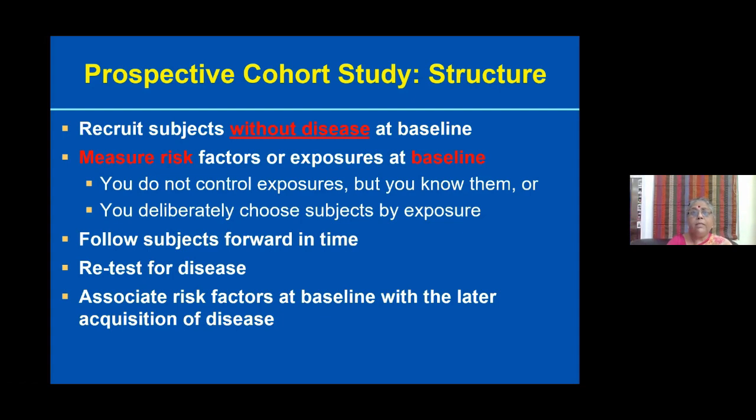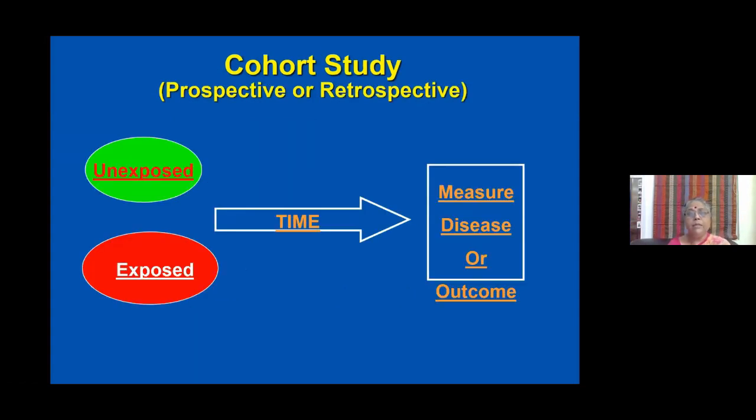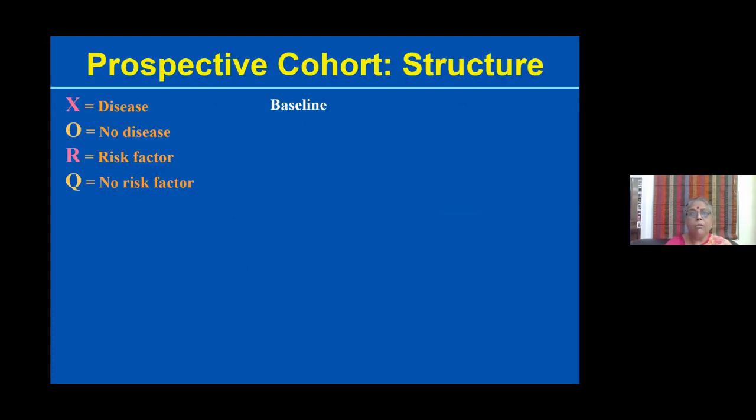This is a diagrammatic representation. Prospective and retrospective cohorts work on the same principle. So you start from the risk factors and you move on to the outcomes. Here you have two groups. One is exposed to the risk factor, one is not exposed. You followed up over time, and then finally you measured for the disease or the outcomes.